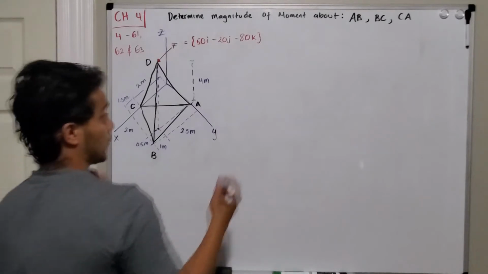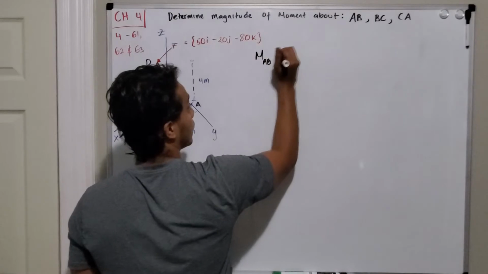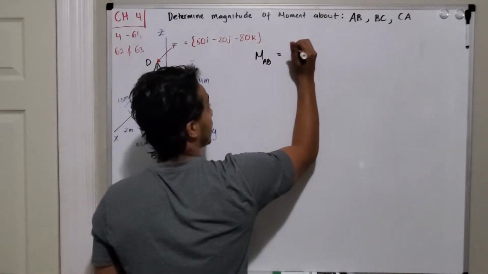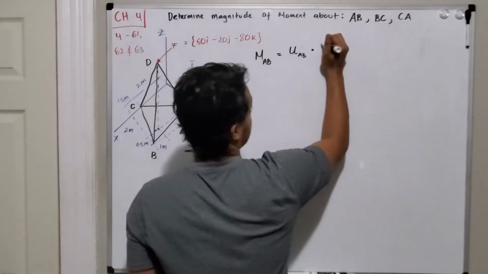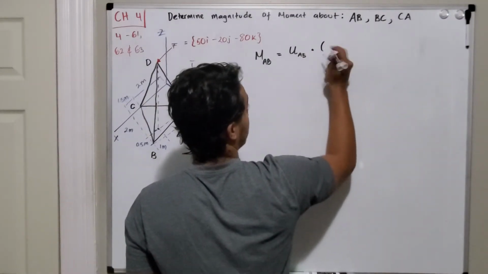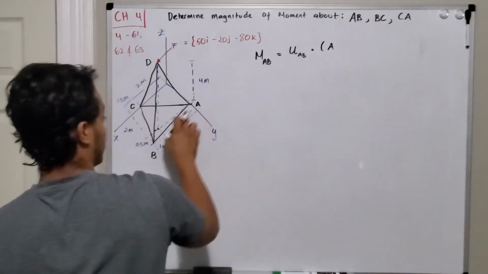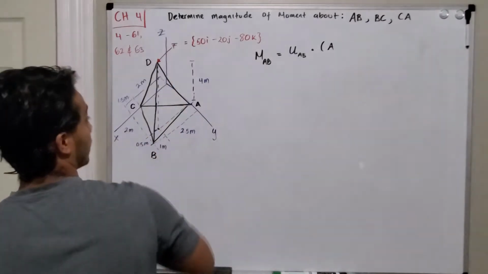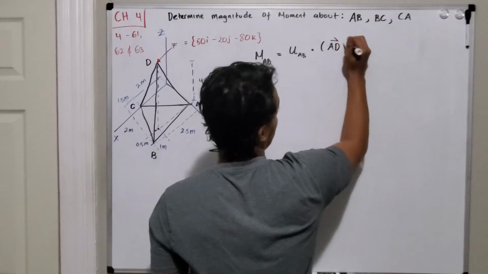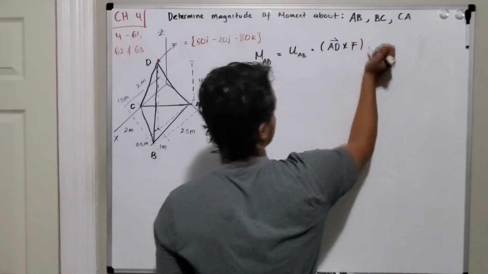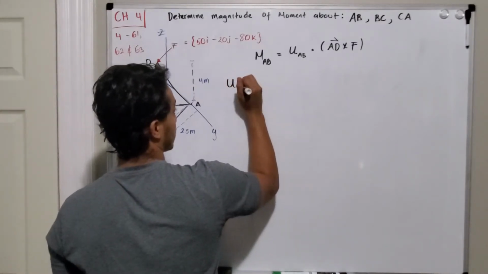So if we would like to find the moment about our base AB, we'll need to find the unit vector AB. We will do the dot product between the unit vector AB and a distance between the base and the force, for example vector AD, cross product of my force. Okay, so if we want to do that, we will need to find the unit vector AB.